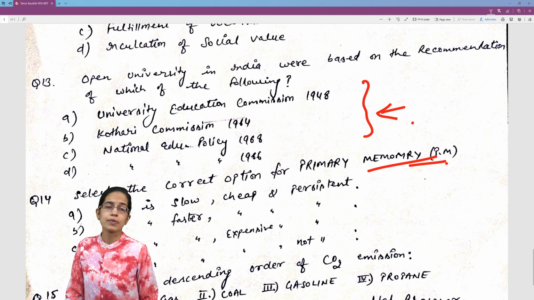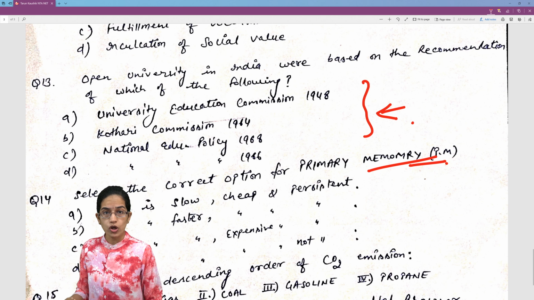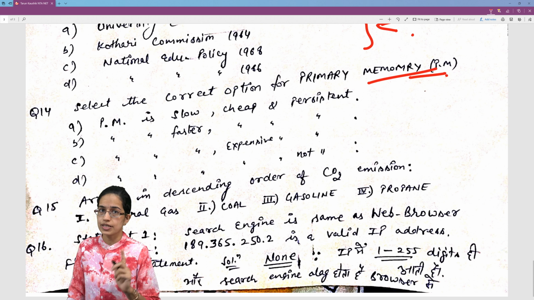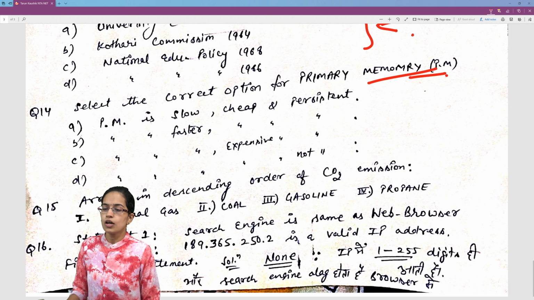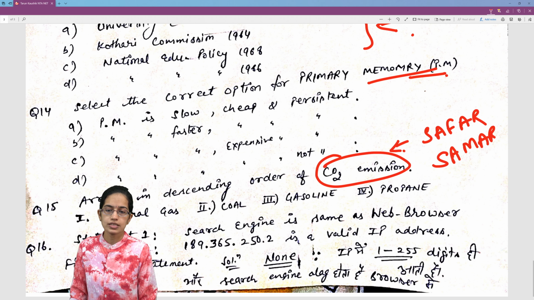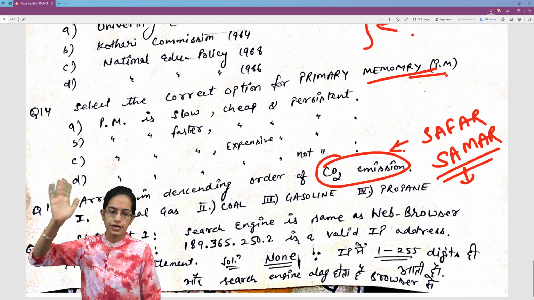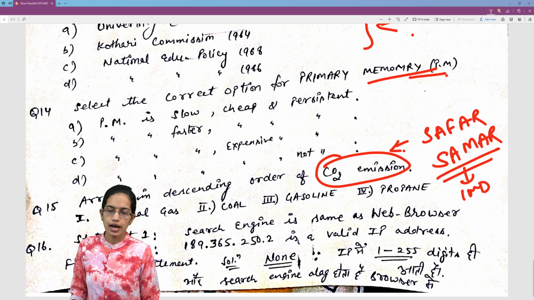Questions on primary memory, secondary memory, volatile memory, non-volatile memory, again very important. Then similarly you have questions on SDG, Sustainable Development Goal, and Millennium Development Goal, commonly asked. And then carbon dioxide emissions, carbon monoxide emissions, the SAFAR app is again important. Similarly SUMMER is again important. This basically talks about the amount of black carbon released by aeroplanes, and this has been developed by IMD.